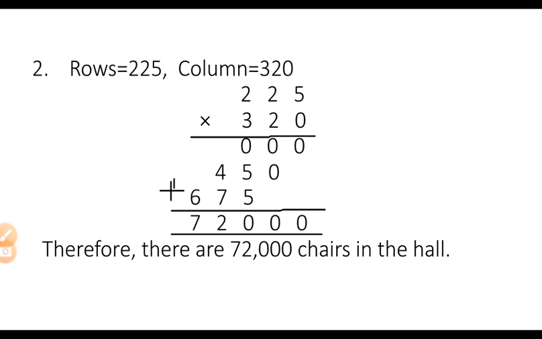When we do that, we are going to get exactly what we are seeing now. And the next step is to add. And when we add, we are going to get 72,000. So therefore, we can conclude by saying there are 72,000 chairs in the hall.